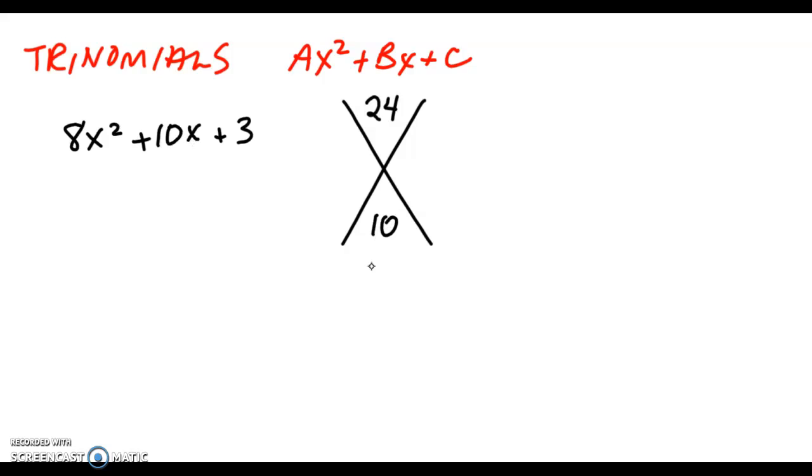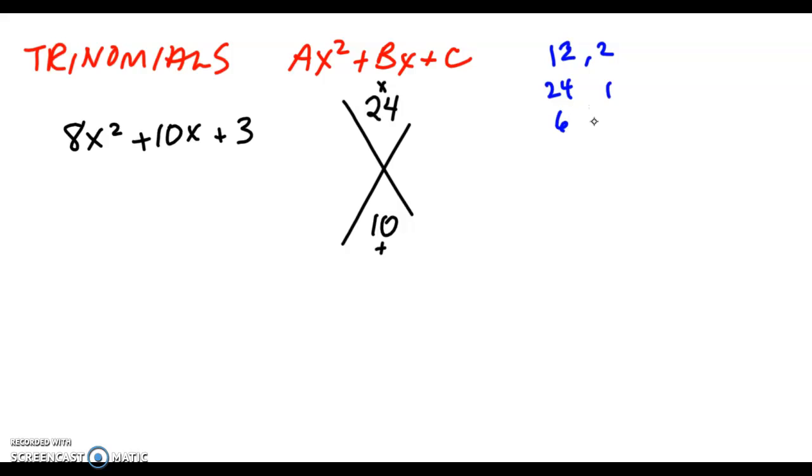If you want to jot that in, this is a times c, and this number was b, when we're looking at the standard form for this trinomial. So let's try to find 2 numbers that multiply to 24 and add to 10. You can brainstorm this in your head. Numbers that multiply to 24 would be 12 and 2, obviously 24 and 1.